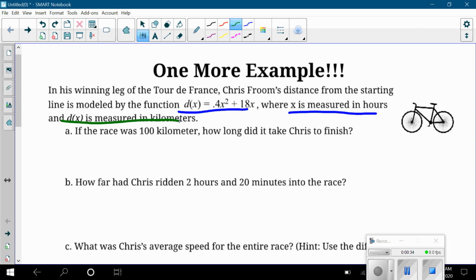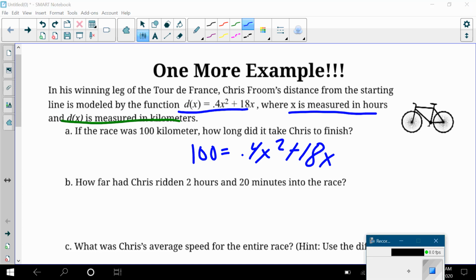First question. The race was 100 kilometers. How long did it take him to finish? They're just telling me a distance and asking me to find the time. They're just asking me to solve this equation. Again, you could solve this equation by doing the quadratic formula. I just think it's easier to do it on your calculator, and I want to make sure you remember how to do that, just as a general thing.